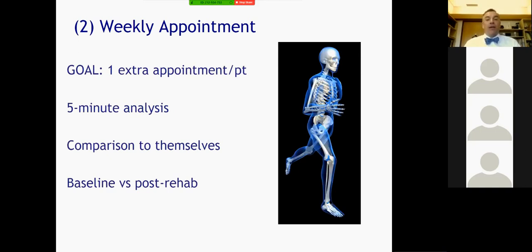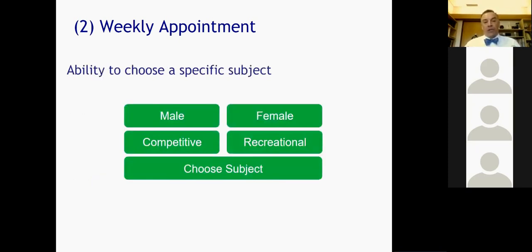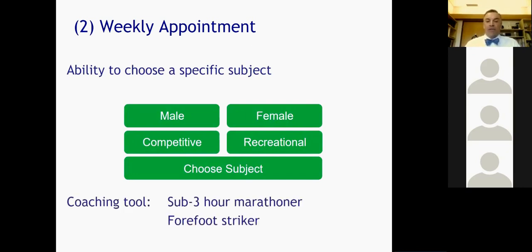And you can compare them to themselves. That's a critical aspect of this, being able to compare a patient in terms of how they were walking or running last week and what's going on this week. You could do baseline versus post-rehabilitation, and you're trying to generate one extra appointment out of that patient. By doing so, you can not only choose a homogeneous subgroup, but you can choose a specific subject. And also, there's a coaching tool. We have such a large database. We have sub-3-hour marathoners. We have specific 4-foot strikers, as another example. So there are a lot of different coaching tools as well as clinical tools available within KinetiGait.